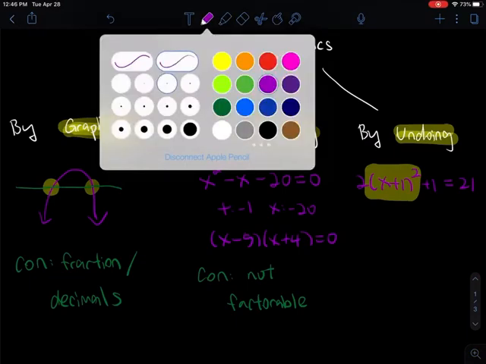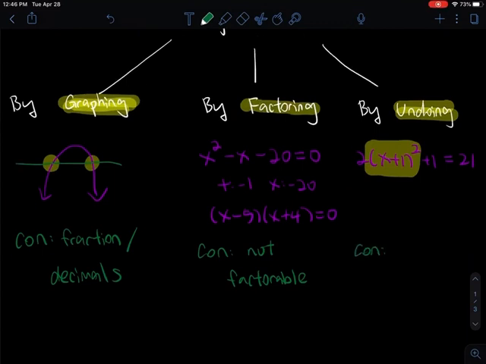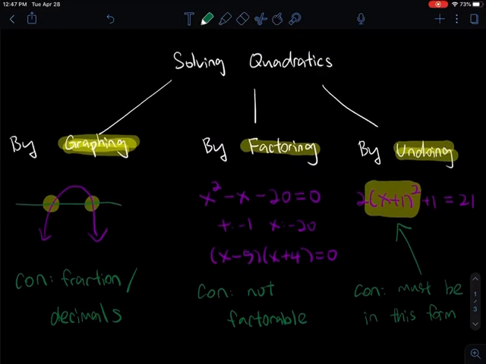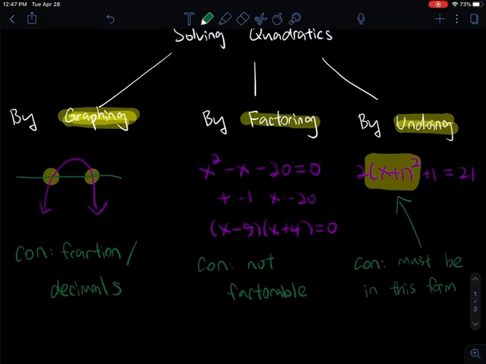And then the downside here will be our equation must be in this form. In other words, we must have the square somewhere in the equation. We have to have, let's say, (x plus 1) squared or (2x plus 5) squared. So we've seen each of these methods already, and now we see what their downsides are.